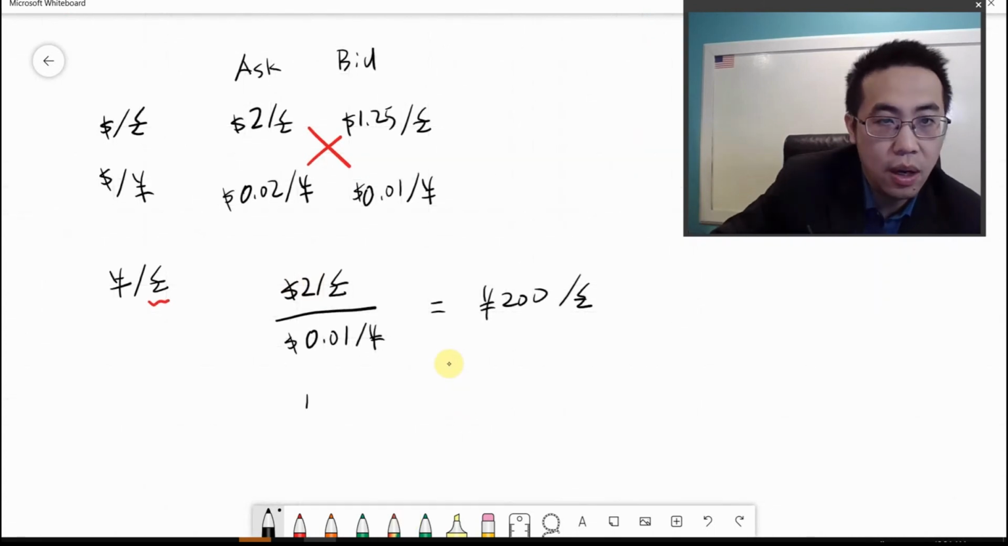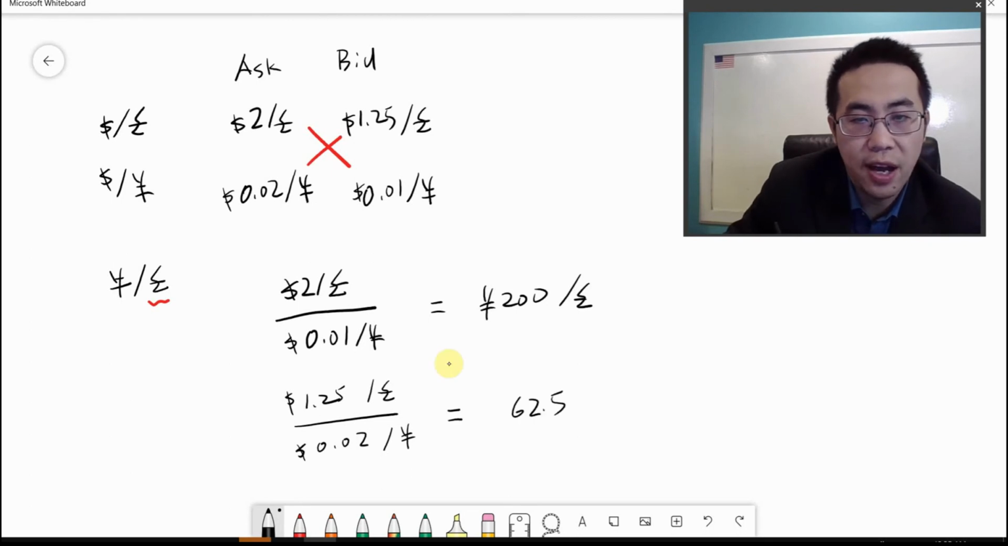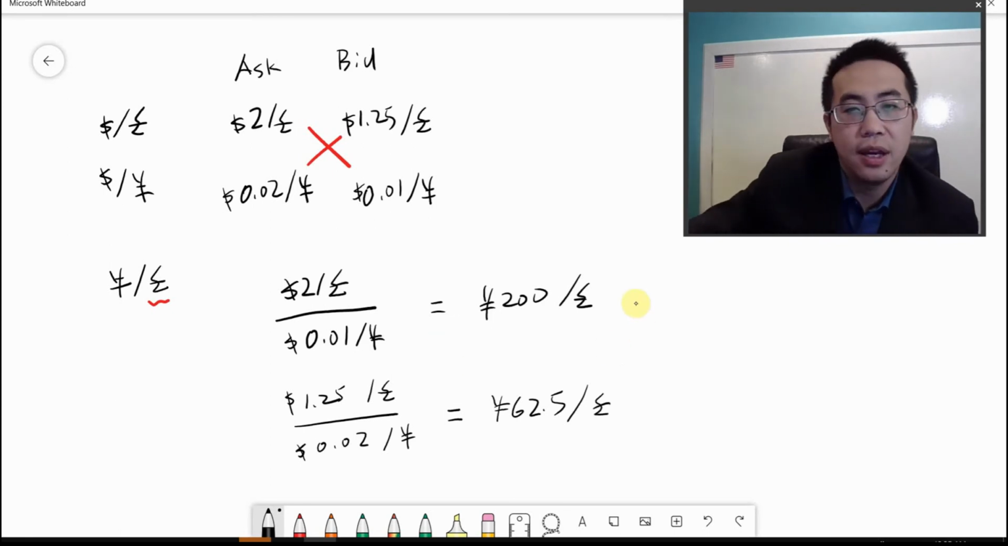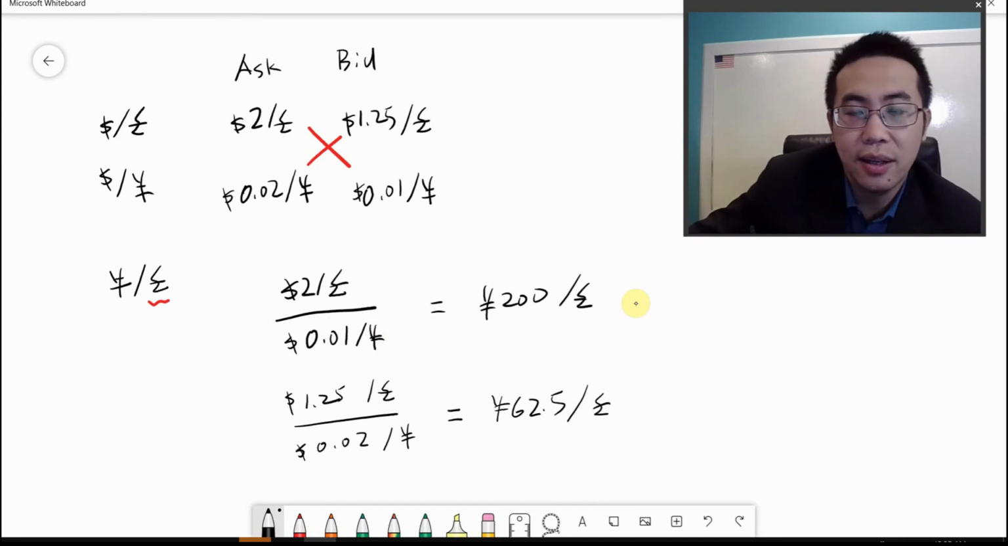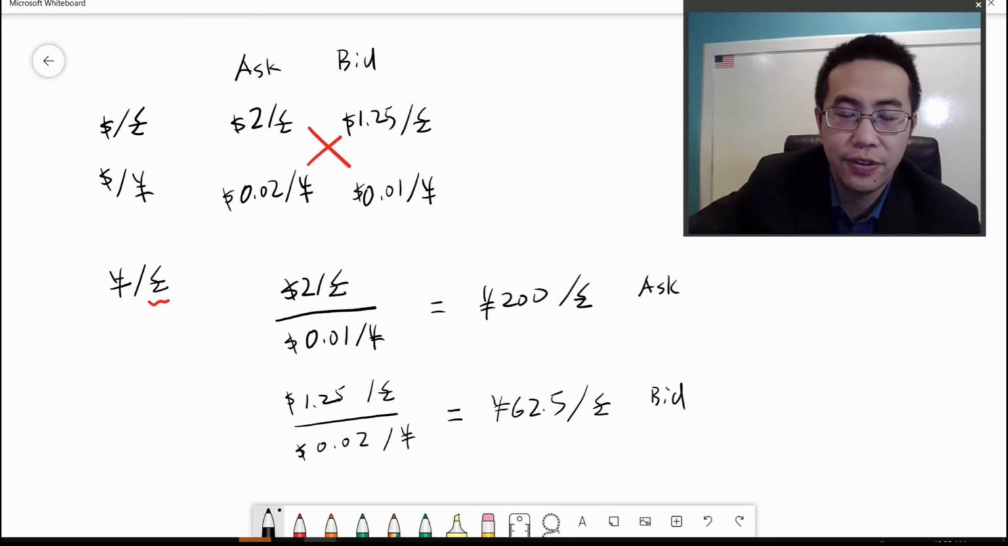All right. And then you do the same thing with the other pair. You're going to do $1.25 per pound divided by $0.02 per yen. So dollar gets canceled, and this would give us 62.5 yen per pound. Alrighty. So now we have the ask and the bid, and you always know that the greater one is the ask, the lower one is the bid. So that's how you perform the math trick of that.